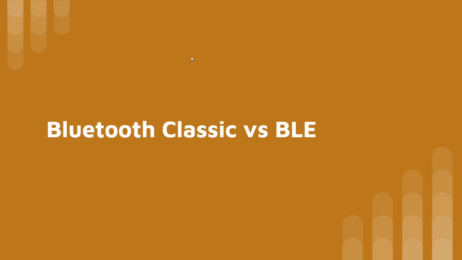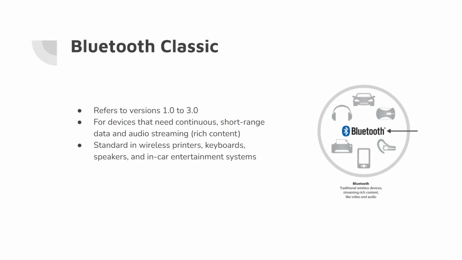Okay, so I touched on it a little bit earlier, but I just want to really drive home the distinction here between Bluetooth Classic and BLE. So Bluetooth Classic refers to the versions of 1.0 to 3.0, and that's for devices that need continuous short-range data and audio streams. This is rich content, things like printers, in-car entertainment systems, high quality headphones like your Bose and Sony Mark IIIs and things of that nature. So really more robust devices would be using something like this in a lot of cases.